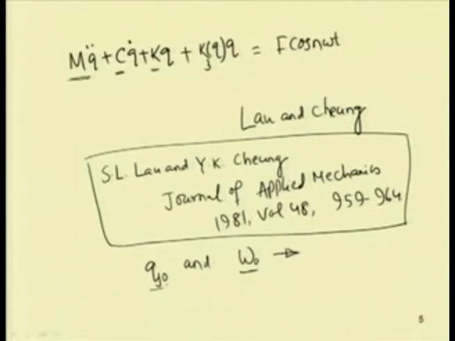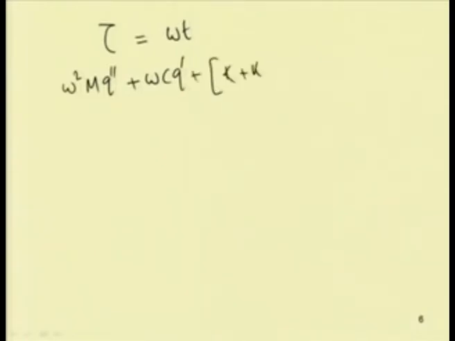For the neighboring state, let this first equation be equation number 1. We can write this equation by using the non-dimensional time tau equal to omega t. In this case I can write the equation in this form: omega square m q double dash plus omega c q dash plus k plus k 3 q, equal to f cos n tau.